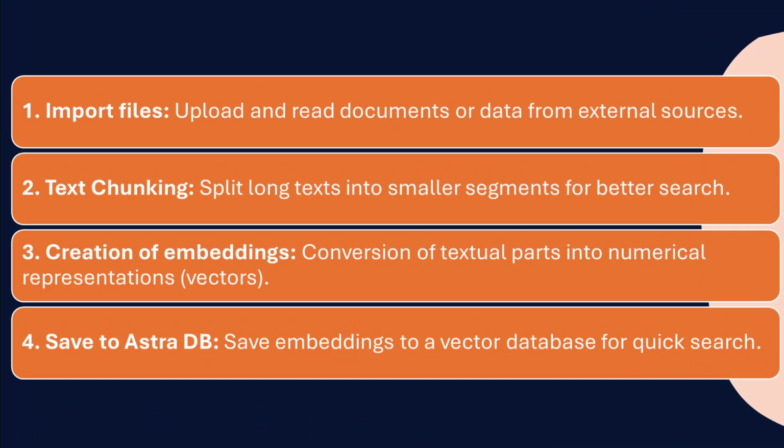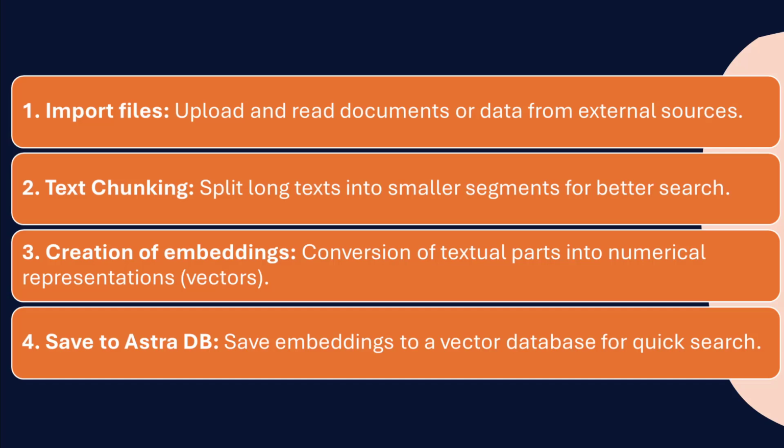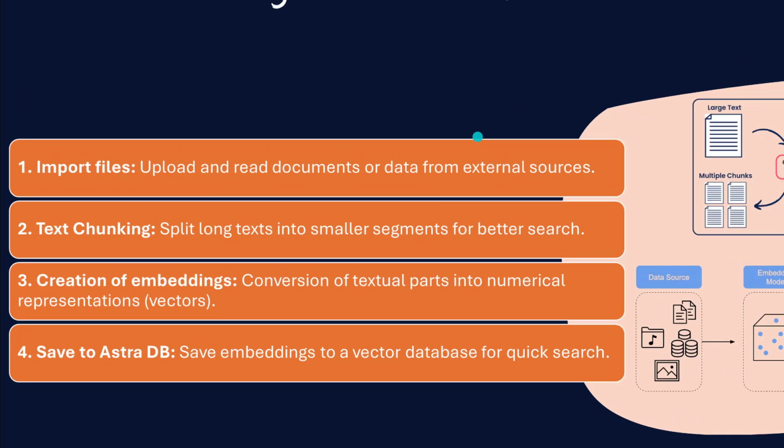And finally, save to Astra database. Save embeddings to a vector database for quick search. These databases help the AI find the most relevant pieces of information in milliseconds.